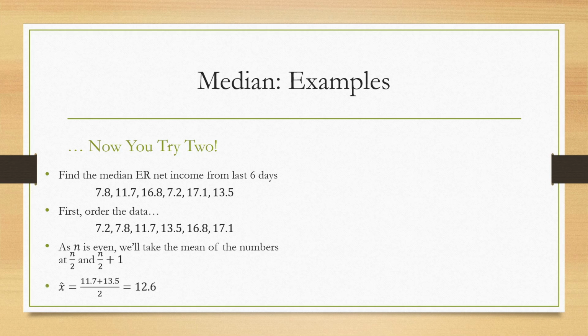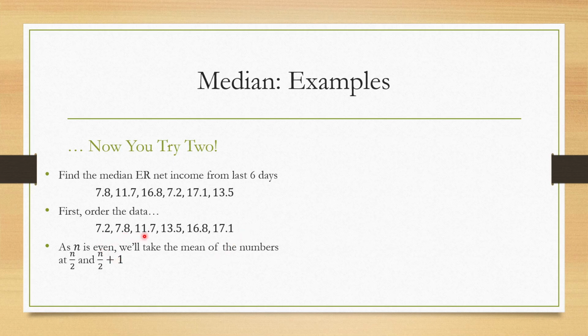So here, n is 1, 2, 3, 4, 5, 6. So 6 over 2 is 3, the third number in the data, and the fourth number in the data. Now, I want you to be careful here, because I don't want you to go to the original data set and say 1, 2, 3, 16.8, 1, 2, 3, 4, 7.2. That's not correct. Remember, the median is calculated using the ordered data set, so be careful here.